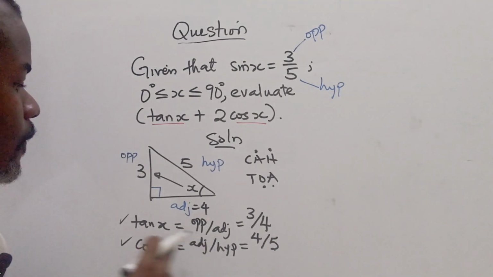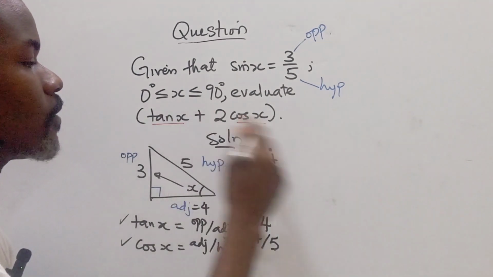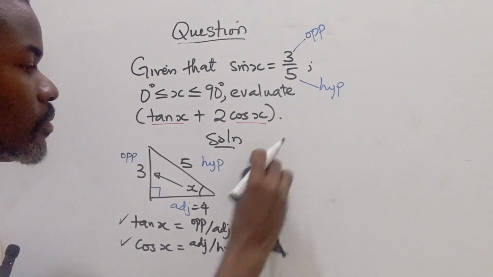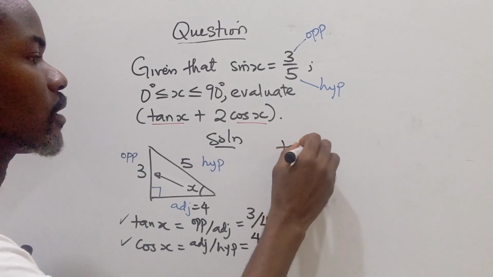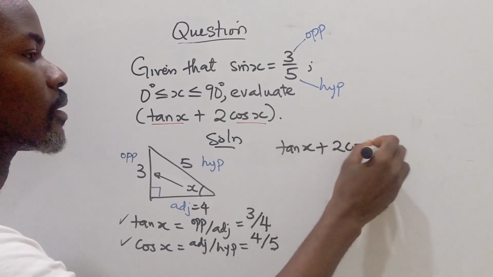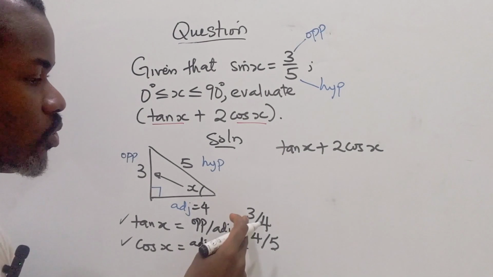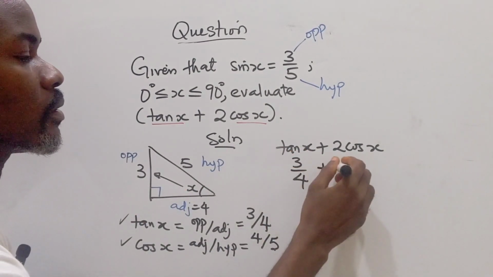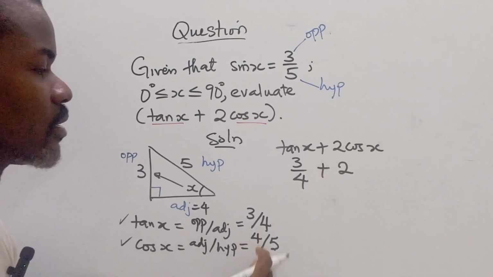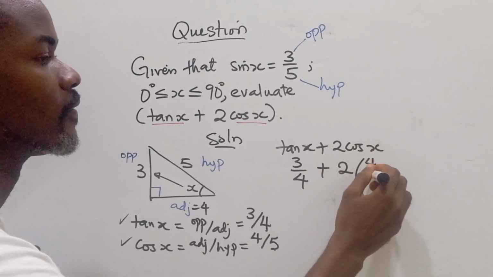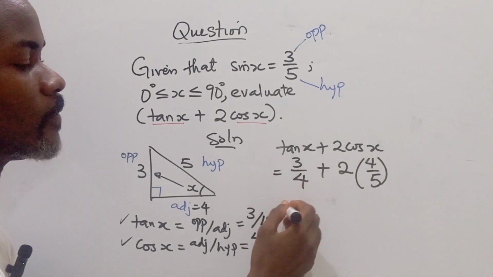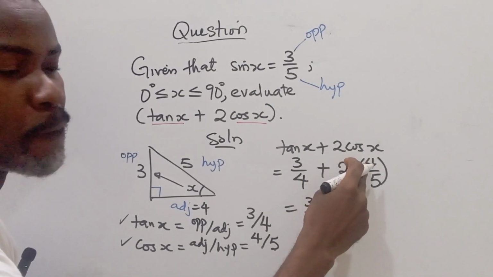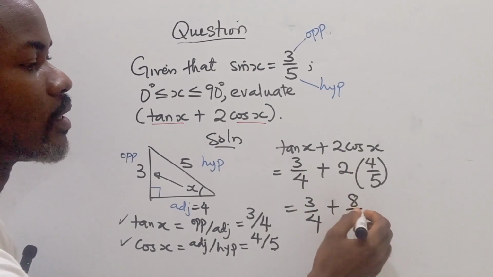So let's do that quickly. So my tan x is what? Remember what we are solving for is tan x plus 2 cos x. So for us to substitute, we have 3 over 4 in place of tan x. So I have 3 over 4 plus 2 multiplied by cos x, which is 4 over 5. So this will simply give us 3 over 4 plus 2 times 4, which is 8 over 5.